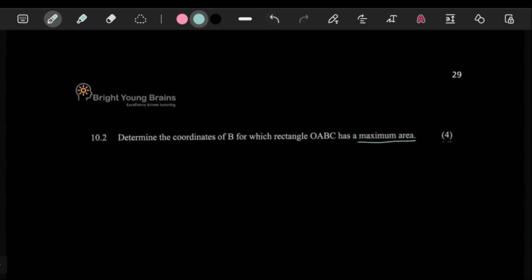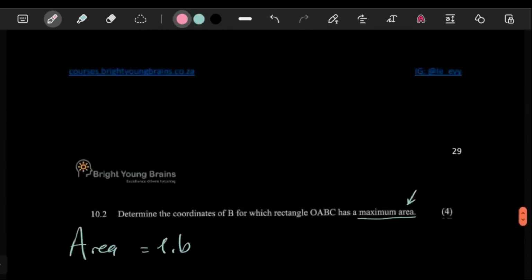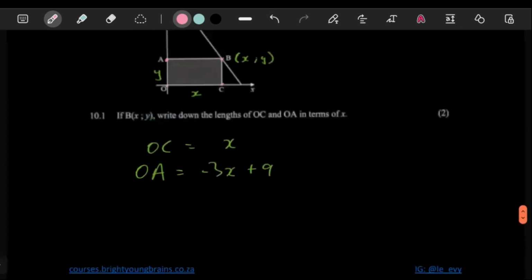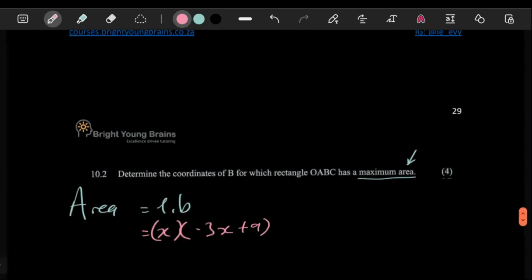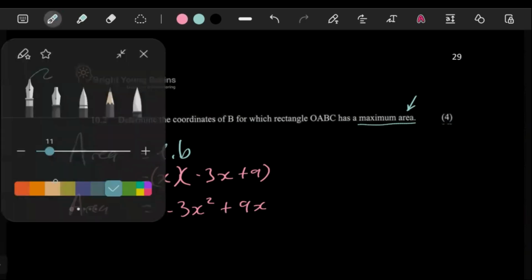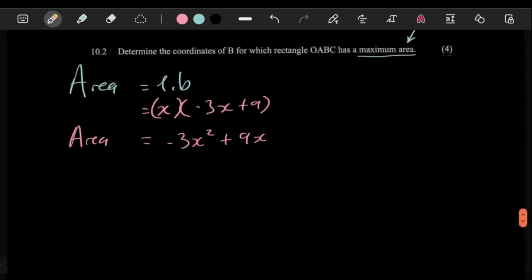Since we're talking about the area, you need an area formula. The area formula is just length times breadth, so here it's going to be x multiplied by y, which is negative 3x plus 9. If you multiply this out, it's negative 3x squared plus 9x. So this is the area. With this being said, let's differentiate now.